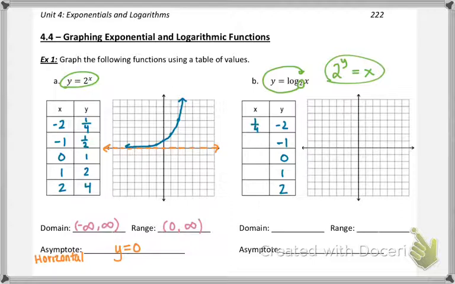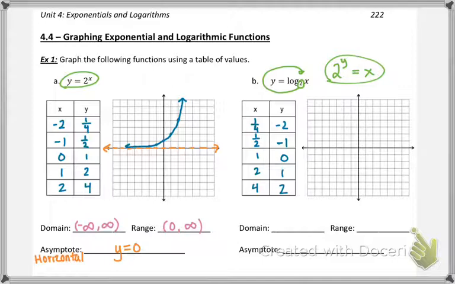2 to the -1 power, if I plug -1 in for y, would give me an x value of 1/2. If I put 0 in for y, 2 to the 0 power, that would be 1. 2 to the first power is 2, and 2 to the second power is 4, and you can see that that is the exact same as the y column on the graph on the left. And so log base 2 of x is really just the inverse of 2 to the x power. And so since it's the inverse, all we have to do is swap the x's and y's.